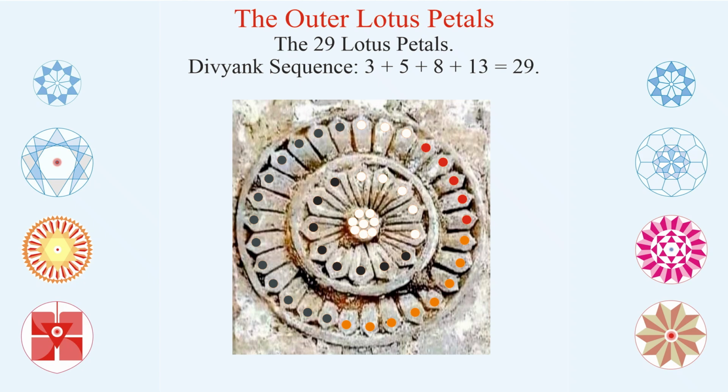Now come to the question of the next stage. There are 29 petals, and I make it very clear it's not 29 petals, it is 3 plus 5 plus 8 plus 13. And 3, 5, 8 and 13 is again the Divine sequence or Fibonacci sequence, equivalent to 29. Why did he make it 29? That is a question which has to be thought about. He did not use any other number.